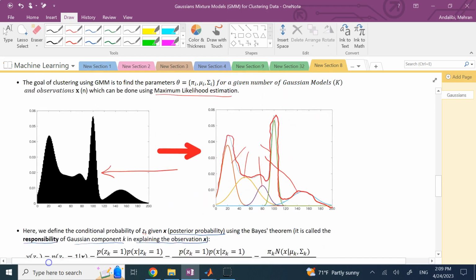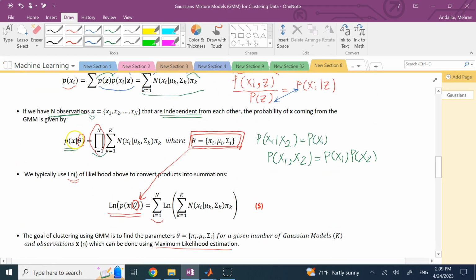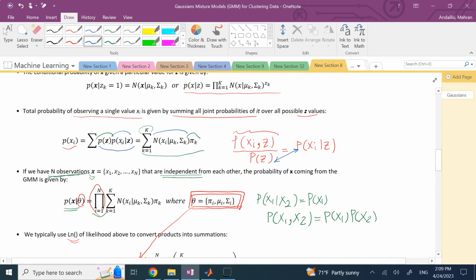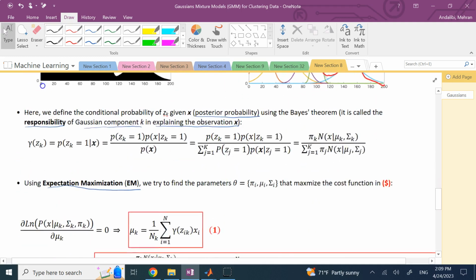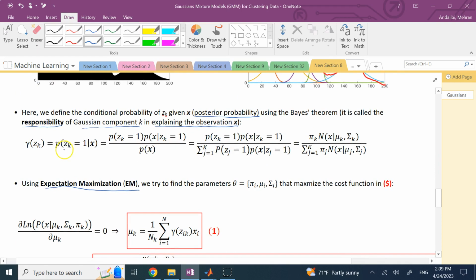So far, as you can see, we have calculated P of X given Z. It was all P of X given Z, the likelihood that the observation comes from the clusters. Now here, we go and calculate the opposite, which is what? The chance that a cluster exists with the observation that I have. It's the posterior probability, which we can calculate using the Bayes formula, as you can see here.